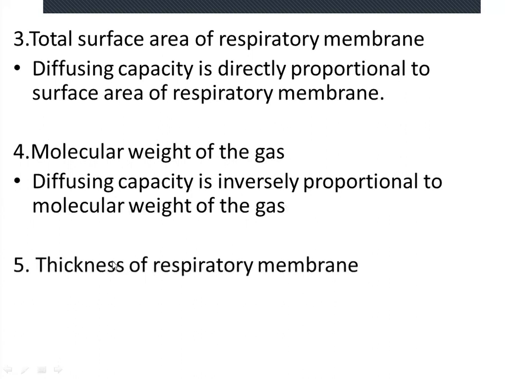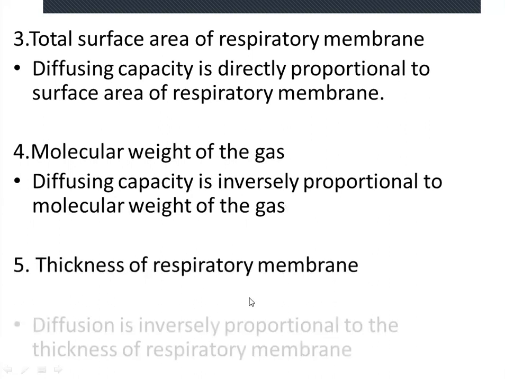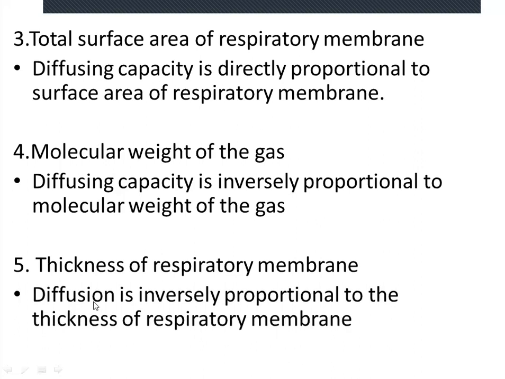Then the fifth one is the thickness of the respiratory membrane. So diffusion is inversely proportional to the thickness of the respiratory membrane. So if the thickness increases, the diffusing capacity of the gases decreases. These are the gases exchanges in the blood. Then these are the factors affecting the gases exchange.